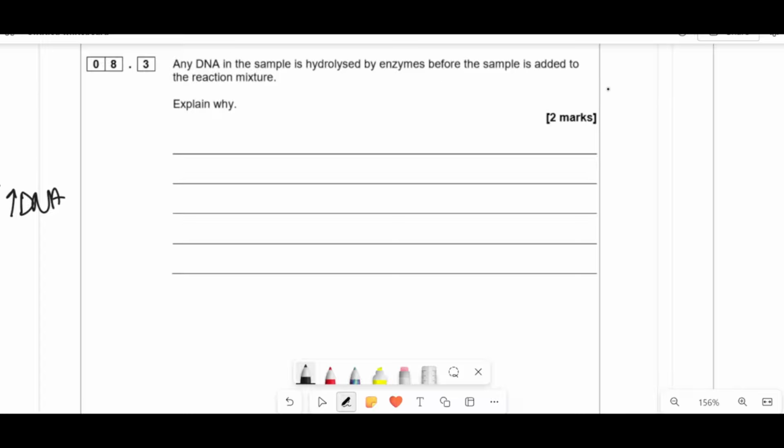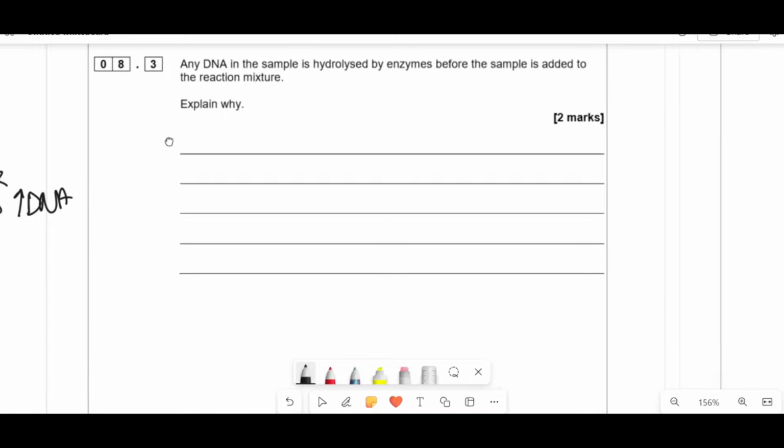Any DNA in the sample is hydrolyzed by enzymes before the sample is added to the reaction mixture. Explain why. Well, what are they doing again?